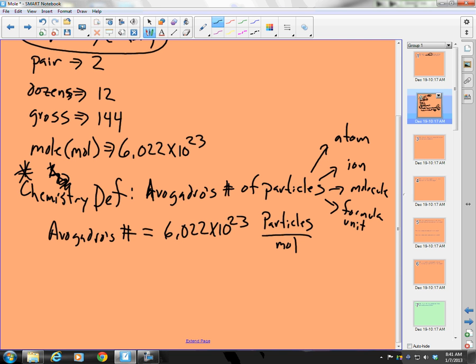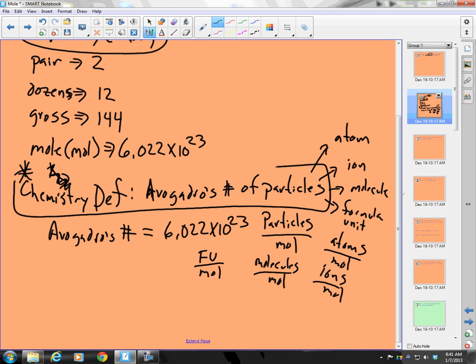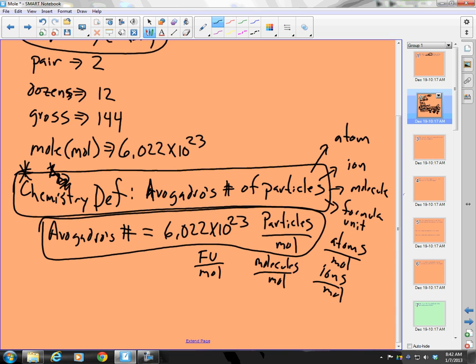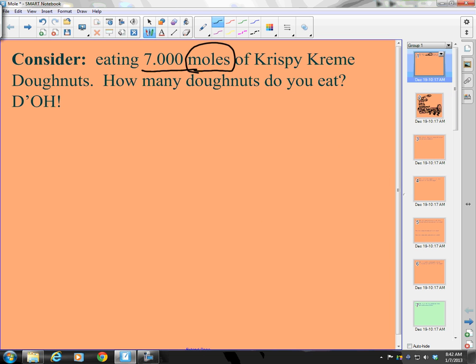So we could talk about particles per mole, atoms per mole, 6.022 times 10 to the 23rd ions per mole, molecules per mole, and 6.022 times 10 to the 23rd formula units per mole. Got it? Okay. So this is what we're going to work with. This is the definition I want us to know: Avogadro's number of particles. And I want you to know that Avogadro's number is 6.022 times 10 to the 23rd particles per mole, and that particles are atoms, ions, molecules, and formula units. Good. I think we can answer this now.